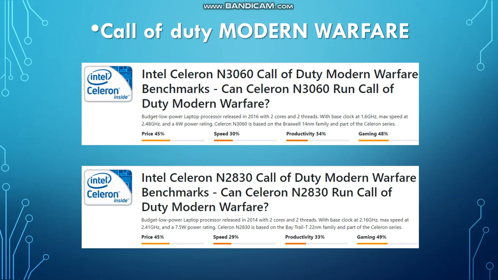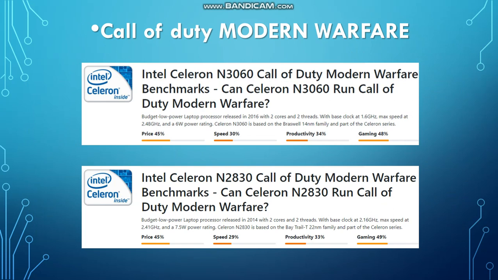For the Call of Duty Modern Warfare benchmark, the Celeron N3060 is a budget low-power laptop processor released in 2016 with 2 cores and 2 threads, a base clock of 1.6 GHz, max speed of 2.48 GHz, and a 6 watts power rating. The Celeron N3060 is based on the Braswell 14 nm family and is part of the Celeron series. The price is 45%, speed is 30%, productivity is 34%, and gaming is 48%.